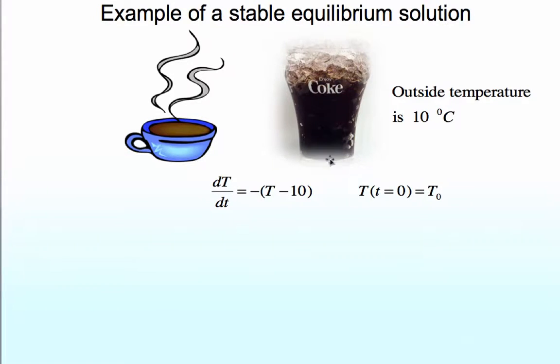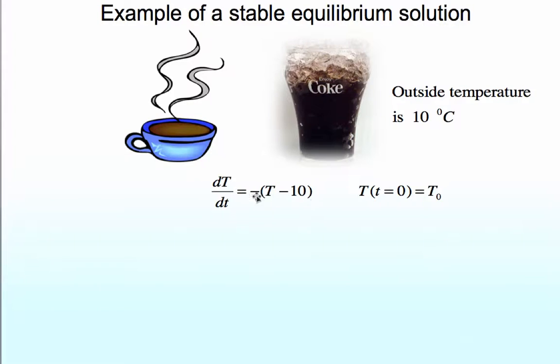On the other hand, this cold glass of Coke will warm up because T is less than 10, and so this minus sign, which is absolutely crucial, will cause the temperature to rise, dT/dt to be greater than 0. Of course, there should be a positive constant in front of this equation, and these constants would be different for the coffee and for the Coke because they have different amounts of surface area and different ways of losing or gaining heat. But that doesn't matter for our purposes.